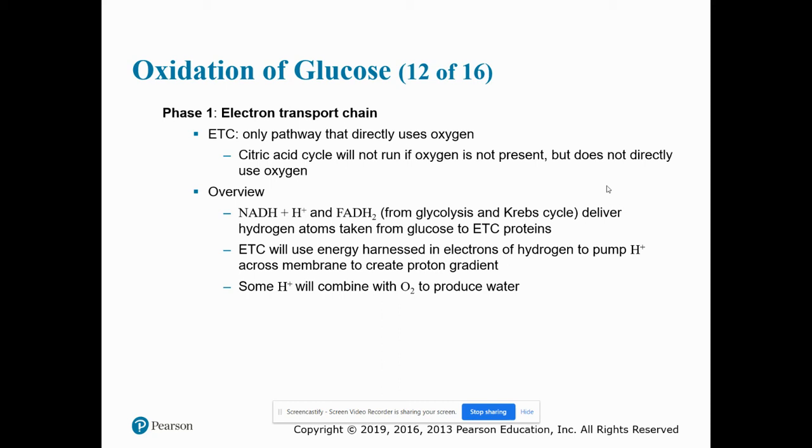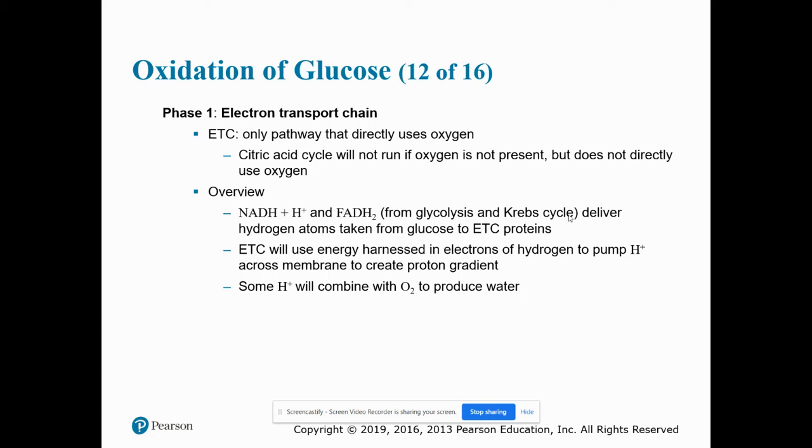And then as an overview, NADH and FADH2 from glycolysis and Krebs deliver hydrogen atoms taken from glucose to electron transport chain proteins. The electron transport chain will use the energy harnessed in electrons of hydrogen to pump protons across the membrane to create a proton gradient. Some of the hydrogen ions will combine with oxygen to produce water.